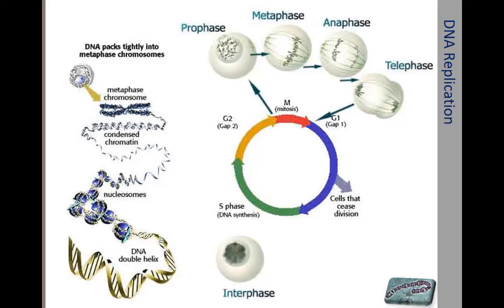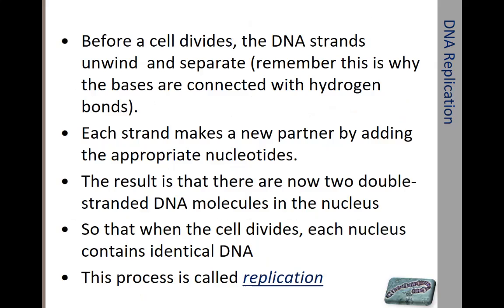All right, so let's go over this process. You will see some things that are in common with transcription in particular that we talked about last term. Before a cell divides, the DNA strands unwind and separate. Remember, this is why the bases are connected with hydrogen bonds, so that the energy requirements to do this part are not incredibly high. Each strand is then going to make a new partner strand by adding the appropriate nucleotides.